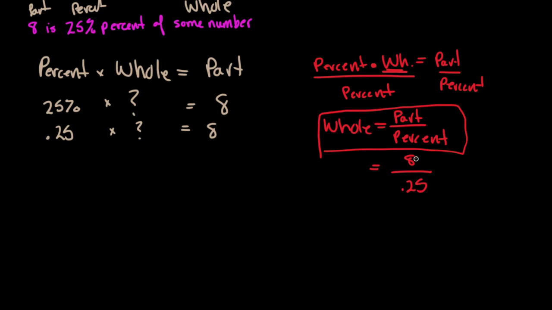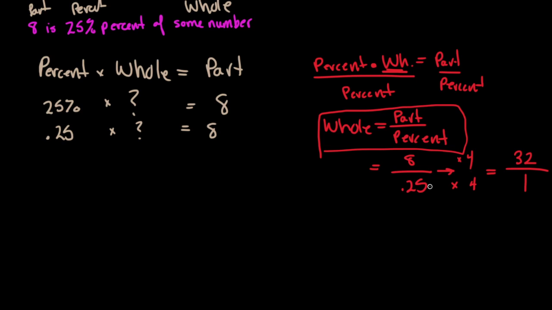Well, I want to get this number down here to be not a decimal. So I'm going to multiply that by some number in order to do that. I'm going to multiply that by 4, and I'm going to multiply this by 4. So 8 times 4 is the same thing as 64. No, 32, sorry. 32, and that's 32 over 1.